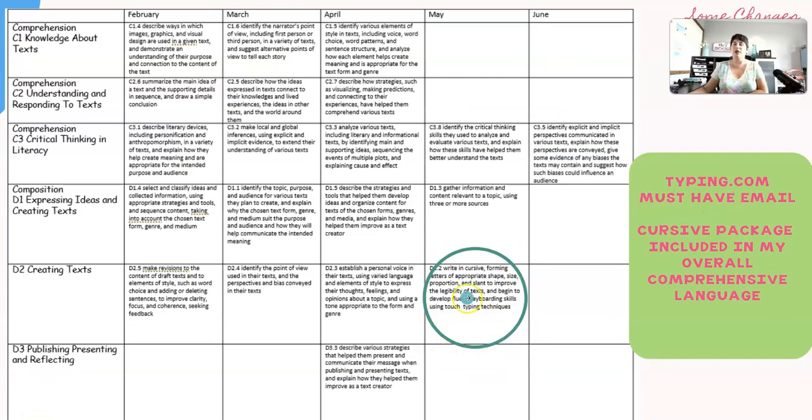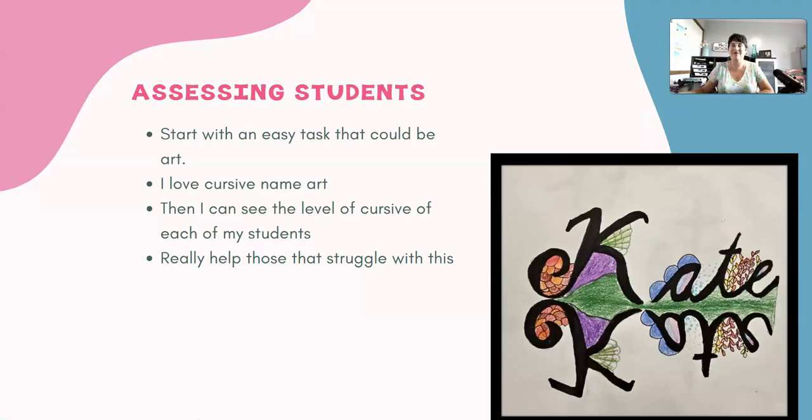So Cursive is added, you'll notice this is the same as my language video. Cursive is added in grade 3 in Ontario. And so if you are a grade 3 to 8 teacher, you should be doing Cursive, but it's really not that hard. So at the beginning of the year, you want to start by assessing students. And the easy way to assess students is start with an easy test that could be considered art. I love Cursive name art, and then I can see the level my students already have of Cursive. So this is an example of a Cursive name art activity that I did with students, and it really helps those that struggle with Cursive because then they start to see it not necessarily as writing, but as an art form.